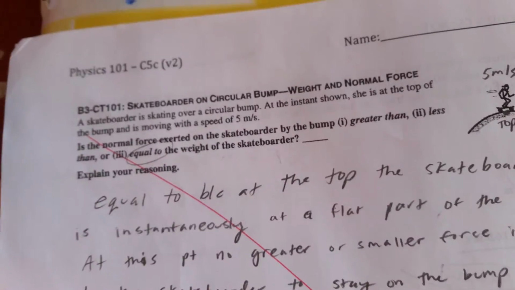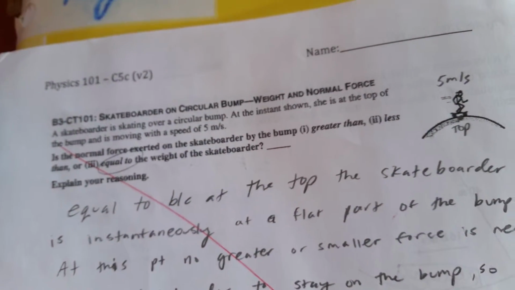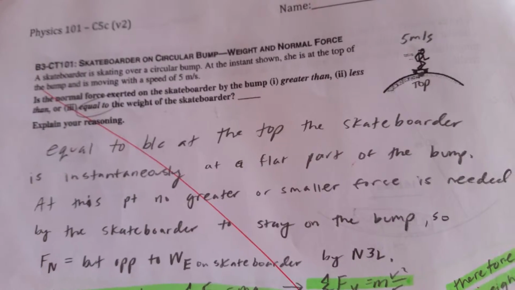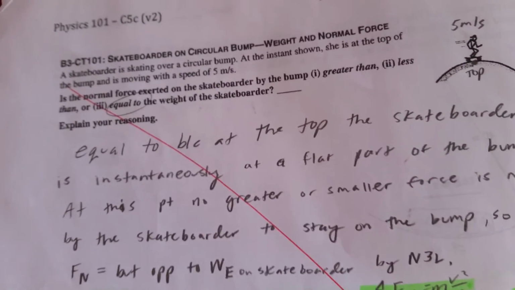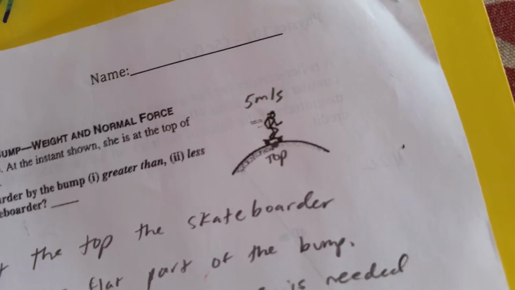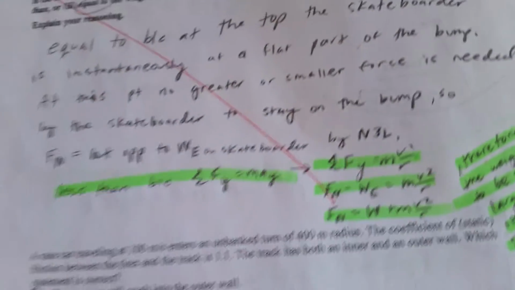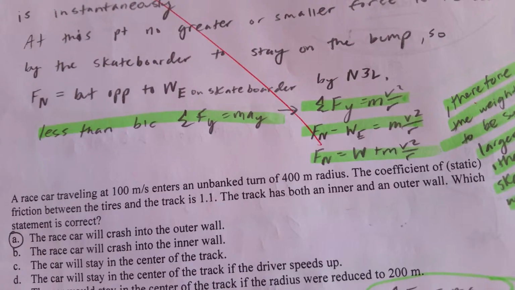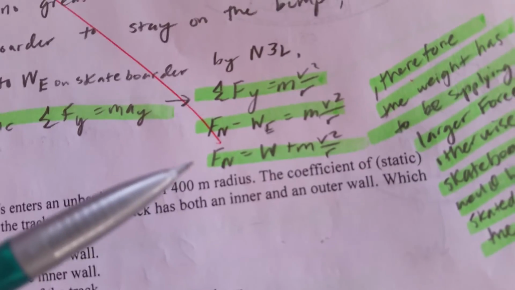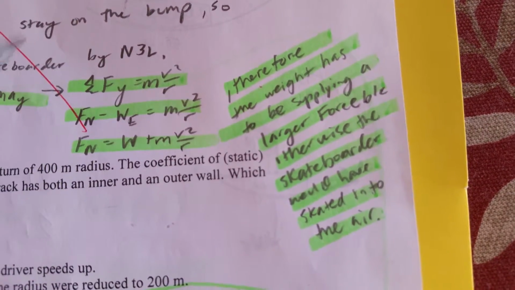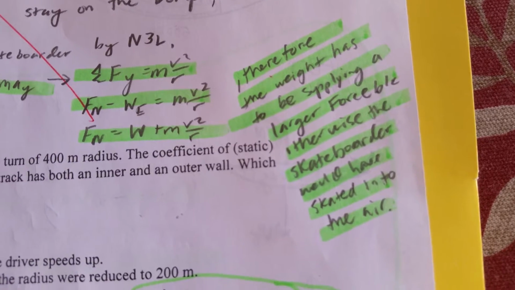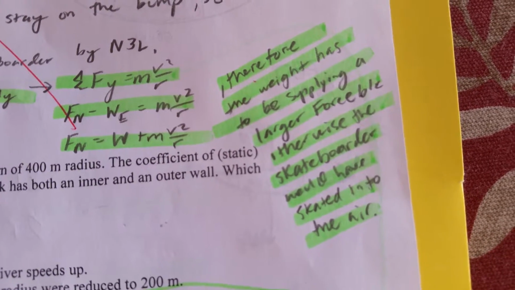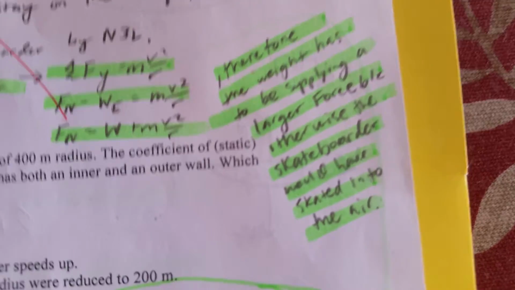And the question asks, is the normal force exerted on the skateboarder by the bump greater than, less than, or equal to the weight of the skateboarder? And then this picture, and the skateboarder is going 5 meters per second. So I said less than because, like the question before, I summed the forces in the y direction and then simplified. It's the same simplification as the other question. So I said it's less than because the weight has to be supplying a larger force, because otherwise the skateboarder would have skated into the air.